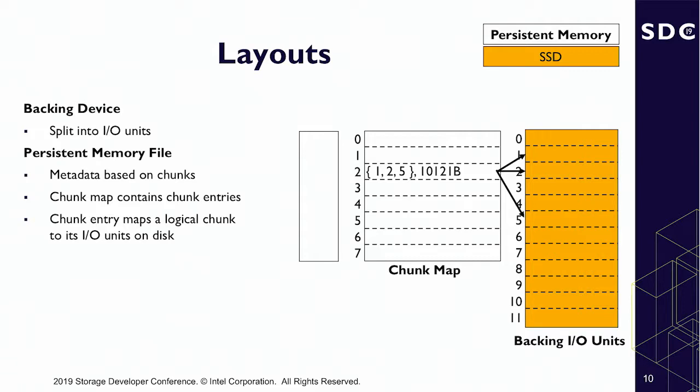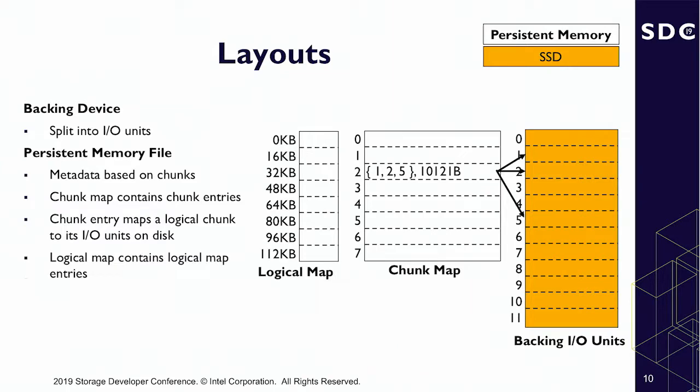So you can think of each of these chunk entries as representing 16K of data. In this case, we have 16K of data that was able to be compressed down to 10,121 bytes, which means it would take 3 4K units to store that data, and then it points to those 3 units.